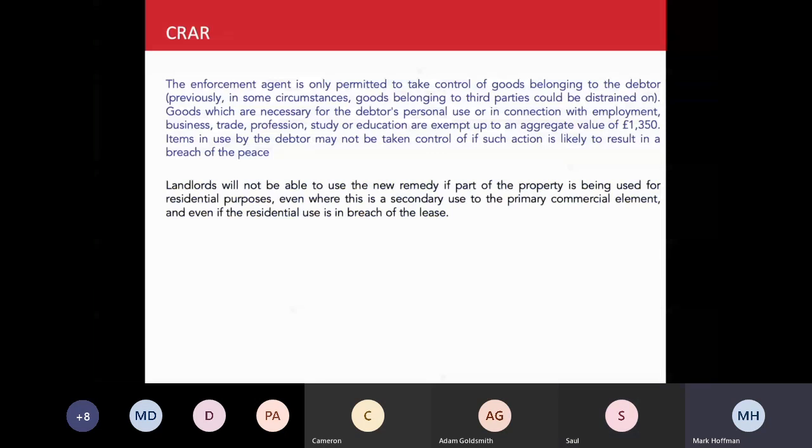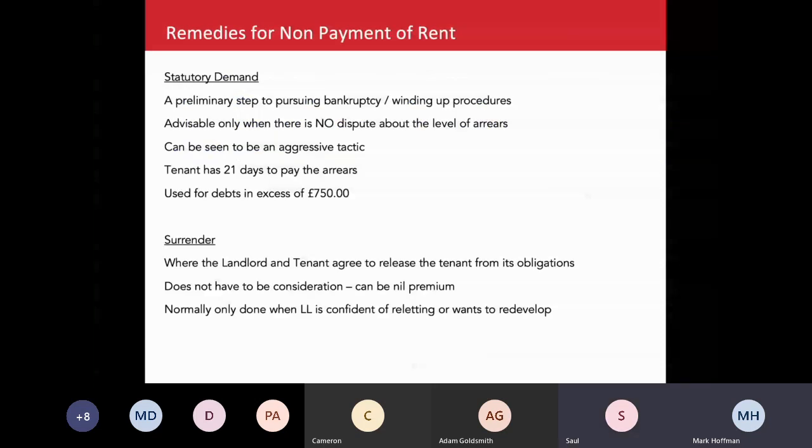Landlords will not be able to use the new remedy if part of the property, as we said, has been used for residential purposes. Okay, so that is CRA. Hopefully you're comfortable with that, and you can talk through that if you need to do so. If you have any questions about CRA, please let me know. Next up is, hold on one sec.